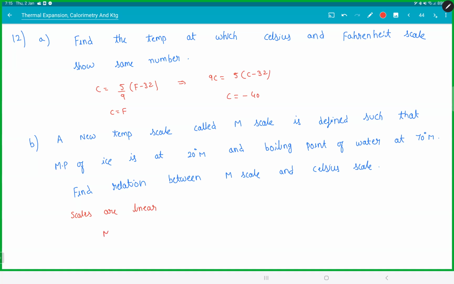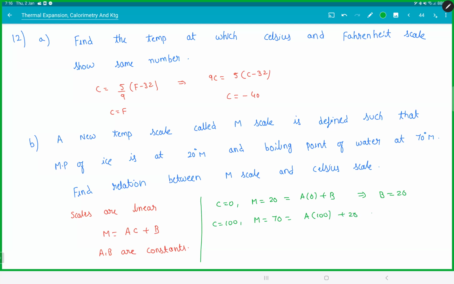That means you can write M is equal to some constant A into Celsius scale plus B. Basically, you can write in the form of y is equal to mx plus c. So when Celsius is 0, M is 20. So this is A into 0 plus B, so the value of B is 20. When Celsius is 100, M scale is showing 70. So that will be A into 100 plus B is 70. So A is half. So substitute here. So M is equal to C by 2 plus 20.